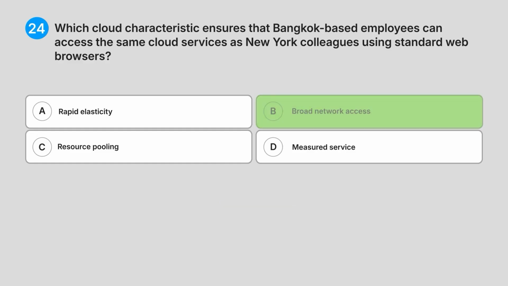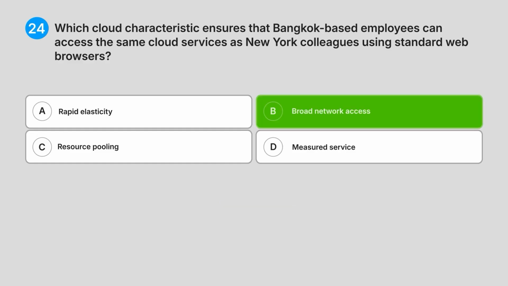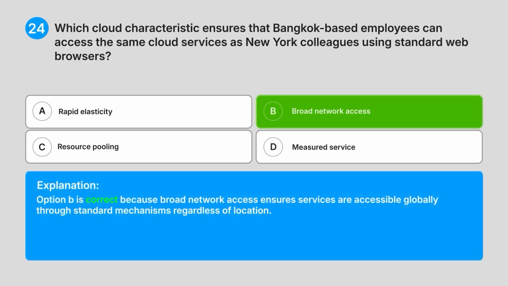Correct answer, B. Broad network access. Explanation: option B is correct because broad network access ensures services are accessible globally through standard mechanisms regardless of location.